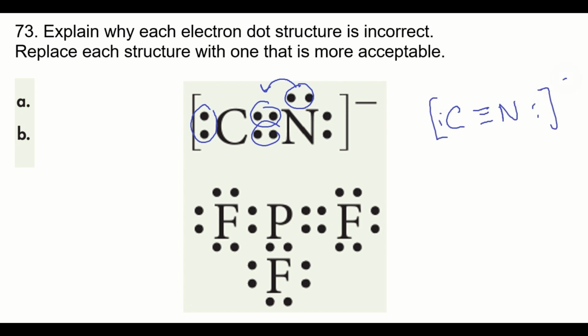And there's your Lewis structure for the cyanide ion, and this is a linear molecule.